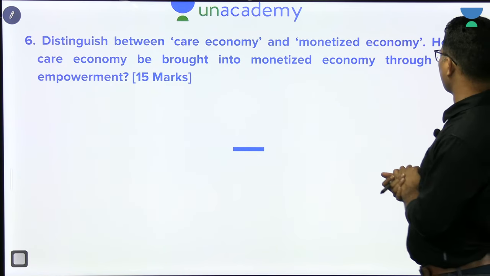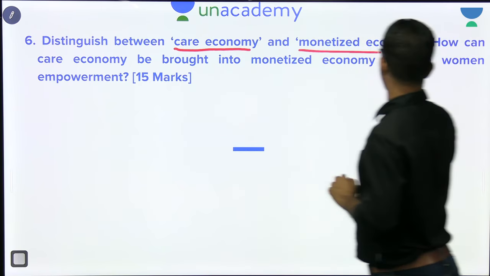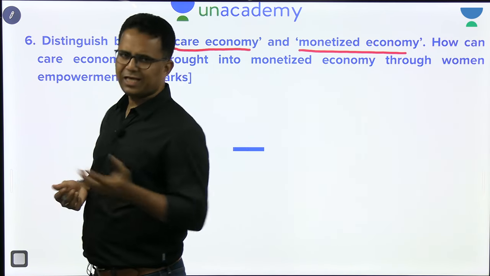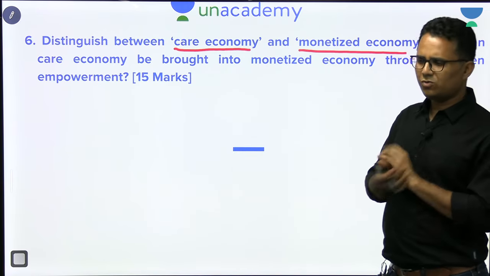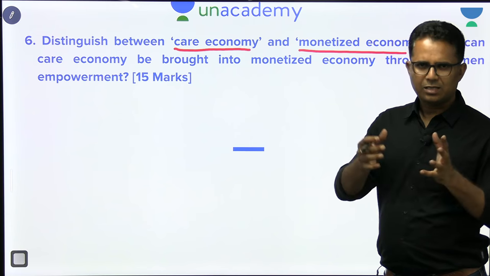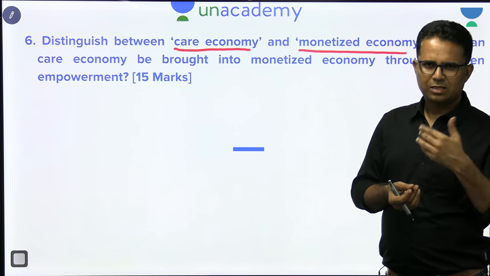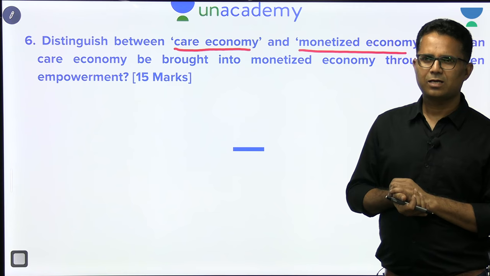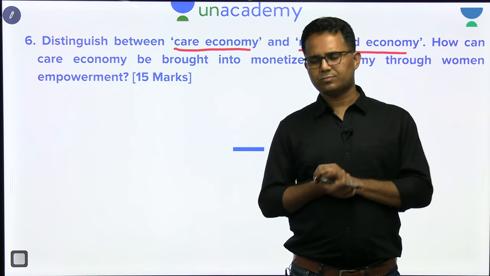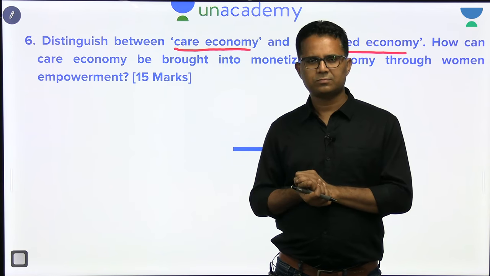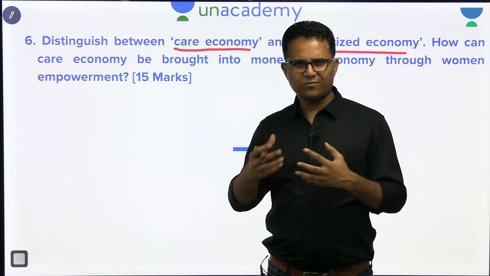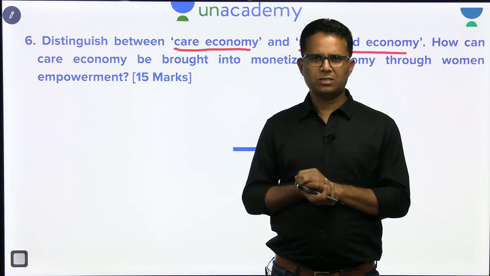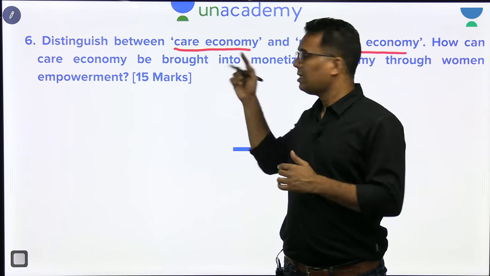Distinguish between care economy and monetized economy. How can care economy be brought into monetized economy through women empowerment? Care economy means activities which go into taking care of or providing the emotional or physical needs of old age, young age, or kids. For example, women taking care of children, women doing all kinds of activities in the kitchen and house, women or men taking care of old age parents. All this is an example of care economy.